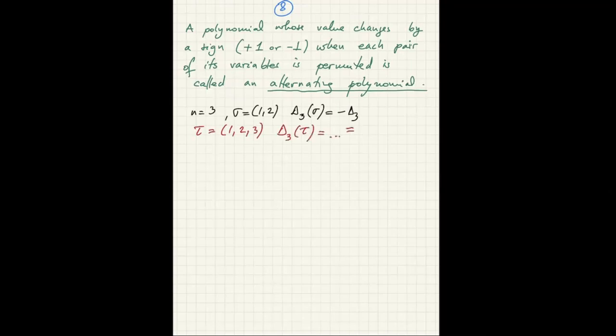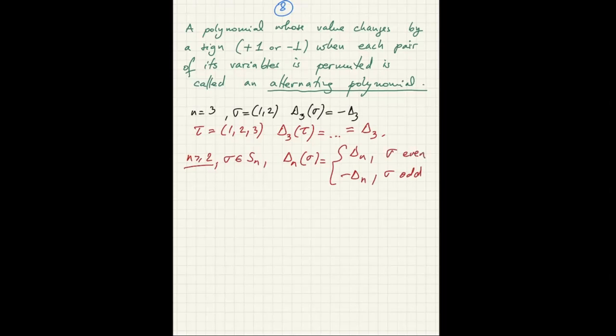And it's not hard to see that this is going to give you delta 3. And actually, one can show that in general, for any n greater or equal to 2, and any sigma in S_n, delta_n of sigma is going to equal either delta_n or minus delta_n. And it's going to be minus delta_n if sigma is odd, and delta_n if sigma is even.